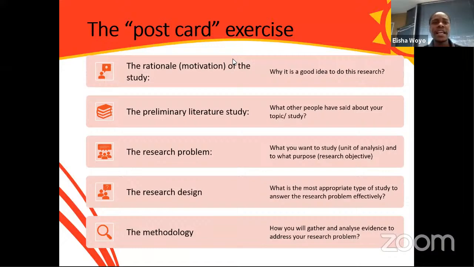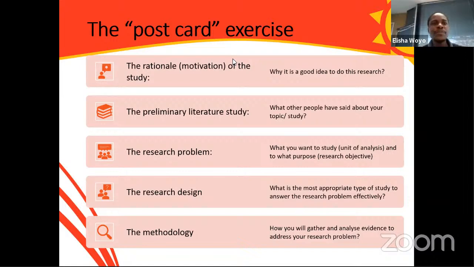I always think that people should be able to do this clearly, and it should be very easy. So you need to just understand, why is it a good idea to do this research? If you don't have a gap, then it's not a good idea to do this research. You should have done your literature review to have an understanding of what other people have said, and how your study fits into the existing literature. Then your research design and all those kinds of things.